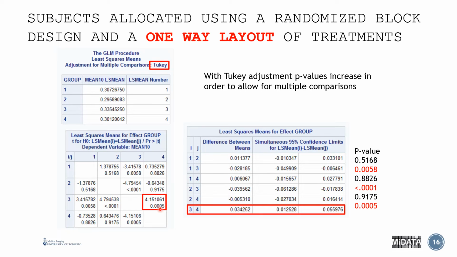Same applies for the other 2 that were significant. They remain significant, but the p-value is a little bit bigger. No change essentially for the other 3 because they're just even more not significant. So that's when you would apply a Tukey correction, when you're interested in looking at all the possible comparisons within the levels of your group.